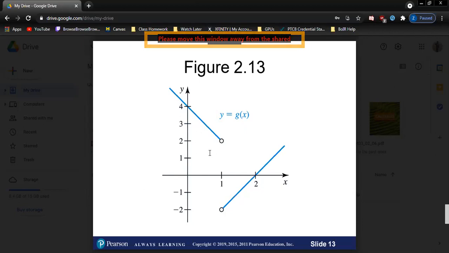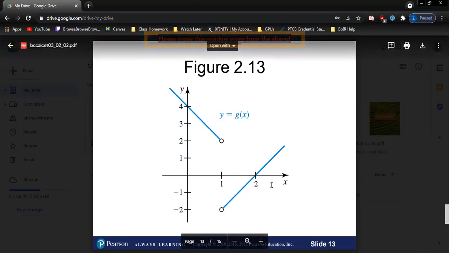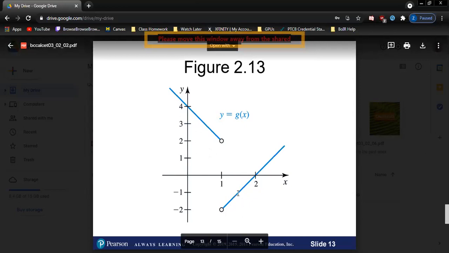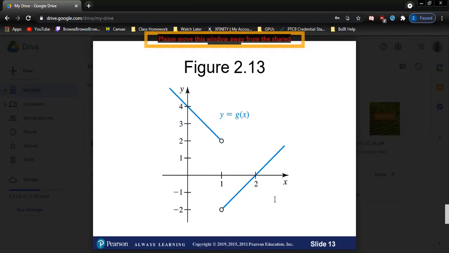You don't need to show all this. So if you just approach from the right towards 1, you just need to see where does your function take you. Can you see where does your function take you? -2. -2, exactly. So the right-sided limit is -2.